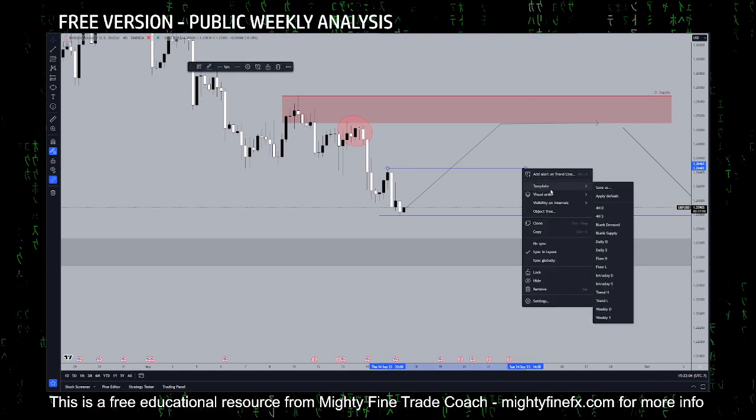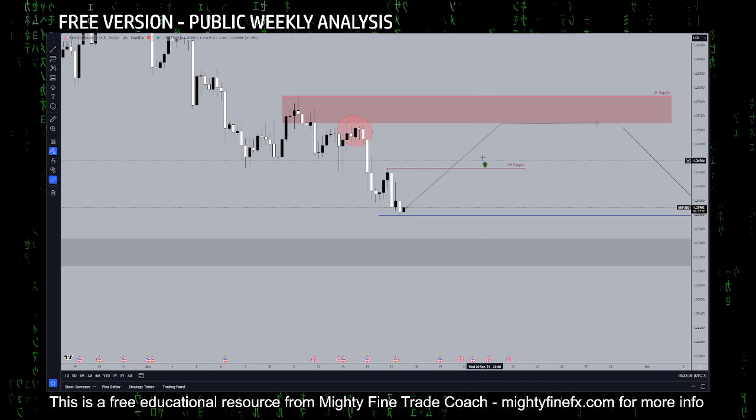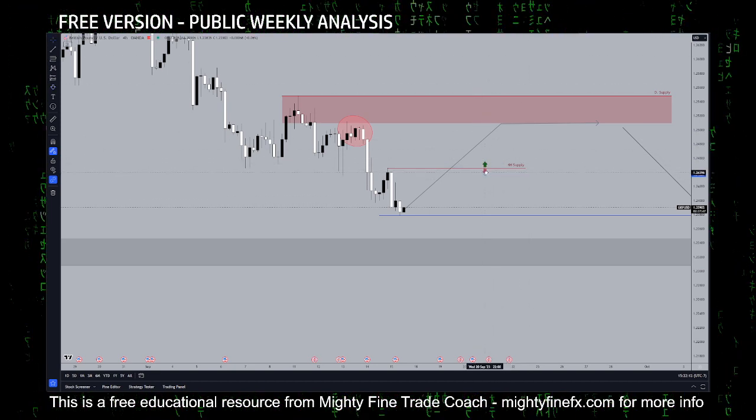We would know that we're getting a pullback if price got above this region here. This is our 4-hour supply. So if price comes above that level, then we know we're getting that trend pullback. Price could just kind of kiss up on this and then continue lower as well.